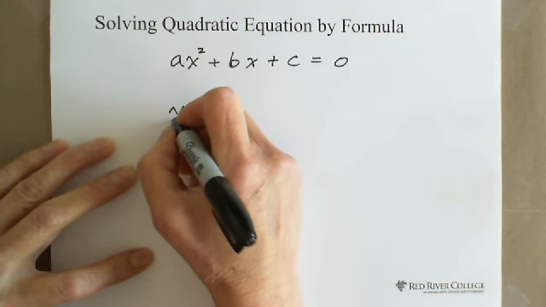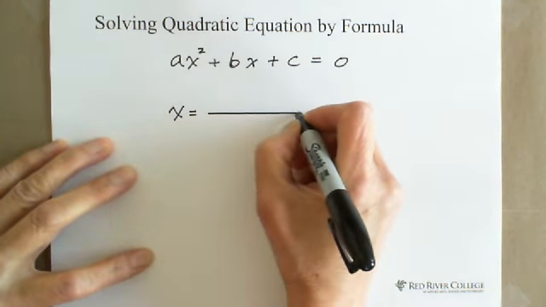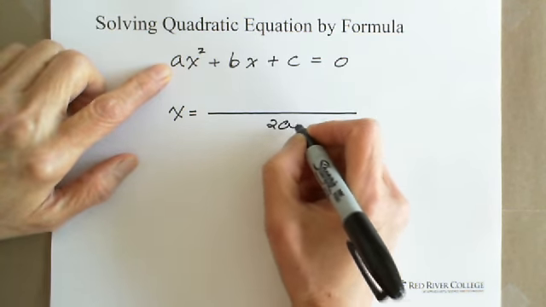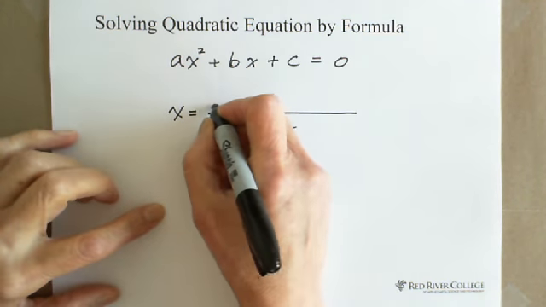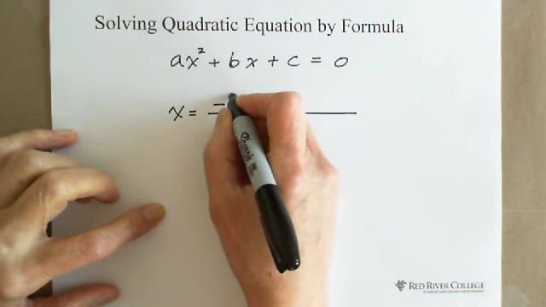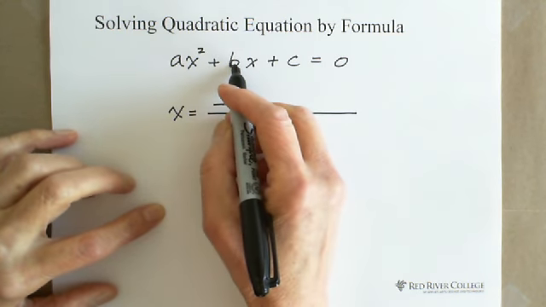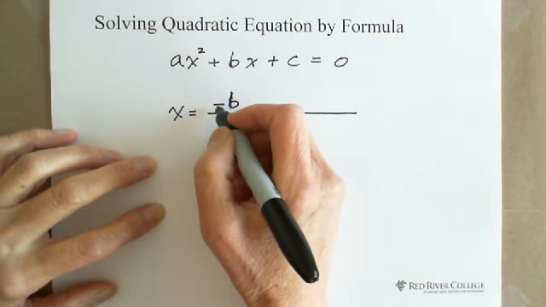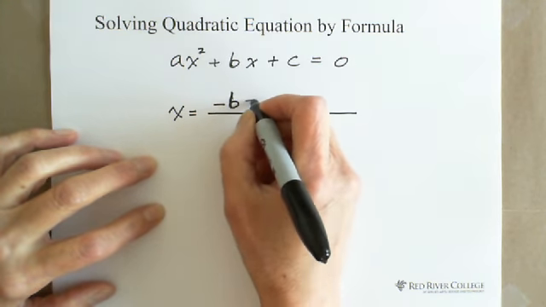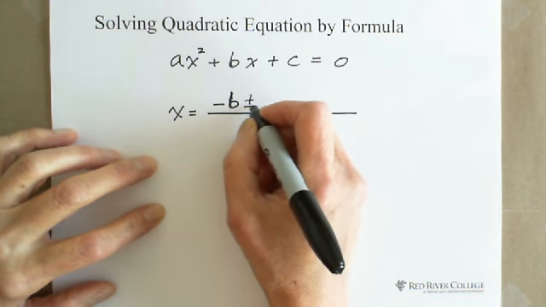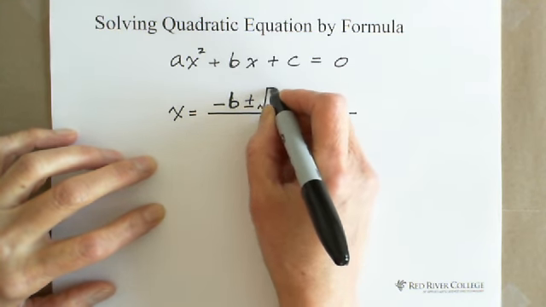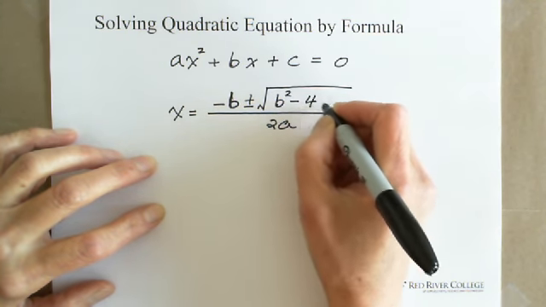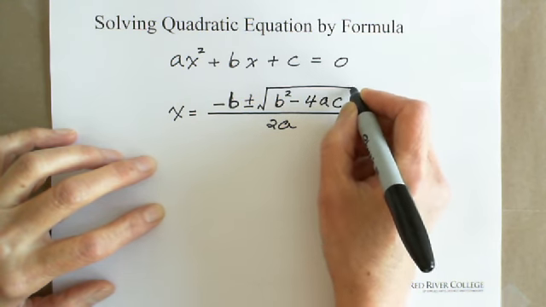The formula is x equals, two parts. The bottom is 2 times a, the coefficient a. The top is minus b, negative b. If b is positive, this is a negative b. If b is negative, this is another negative b. Plus minus, which gives two solutions. Square root of b squared minus 4 times a times c.